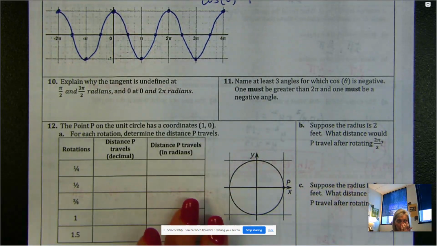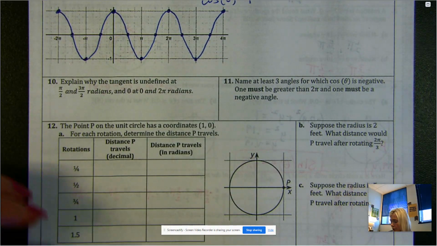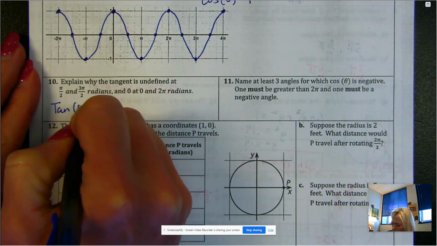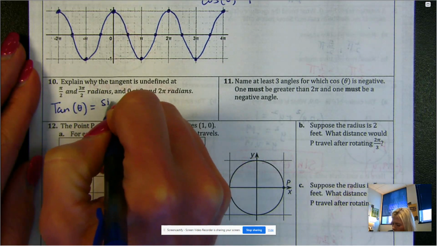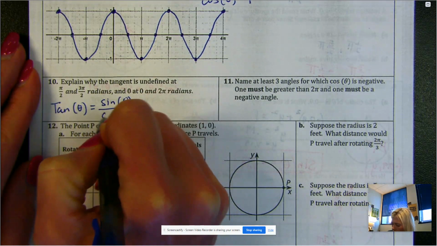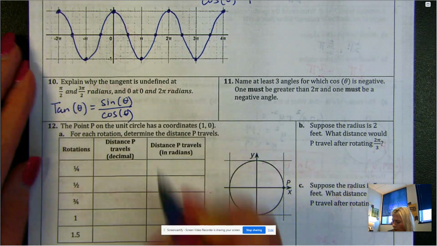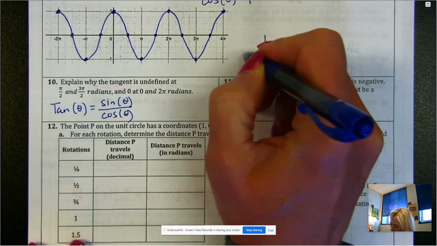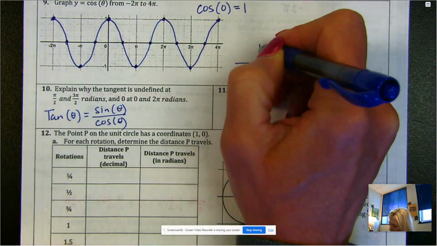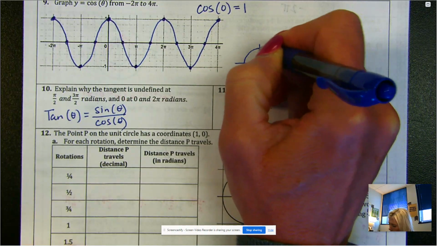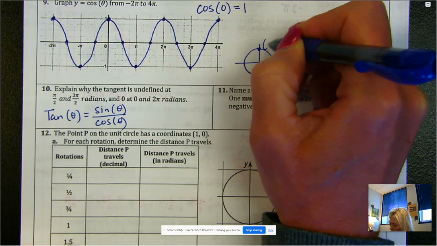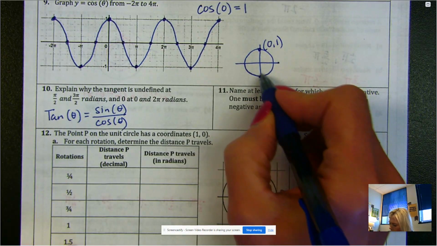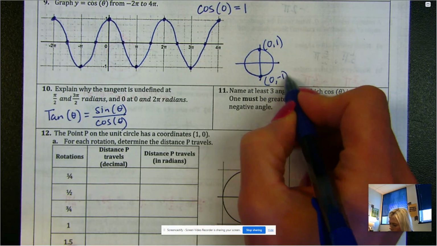All right, 11, explain why the tangent is undefined at pi over 2 and 3 pi over 2. So basically, the tangent of an angle is equal to its sine divided by its cosine. And at pi over 2, I'm just going to draw it over here. Up at pi over 2, which is right here, this is at the point 0, 1. So cosine is 0, sine is 1. And then 3 pi over 2 is at 0, negative 1.